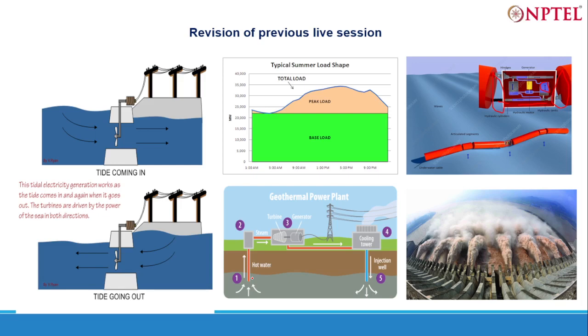And what happens after the turbine? When this steam passes through the turbine and rotates the shaft, its energy goes down and it gets liquefied in the form of water. That water is cooled in the cooling tower and injected back into the well. So again this hot water is taken out and the cycle goes on forever. That's how geothermal power plants work. So this is the revision of the previous live session.